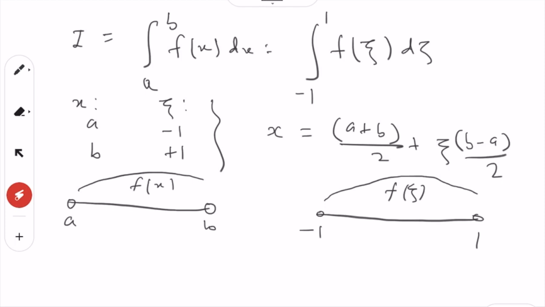Okay. Now here, if you have to find out this kind of equation, then what do you have?